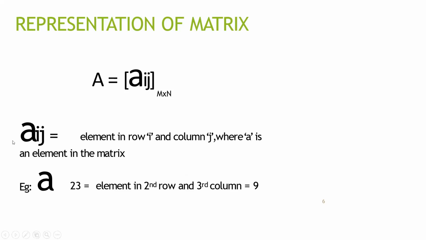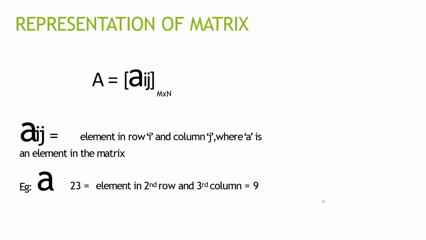The basic representation of any element in a matrix is Aij, where i represents the row and j represents the column. If you are talking about A23, it represents the element in the second row and third column.